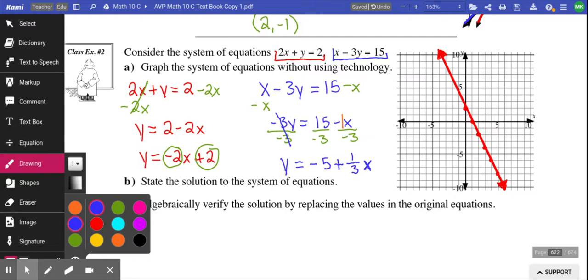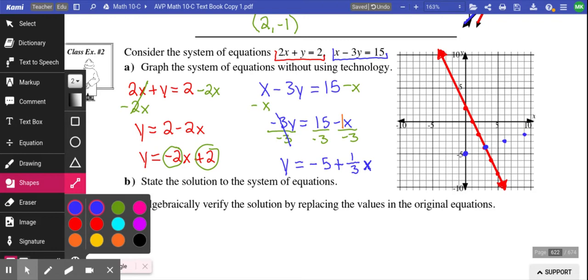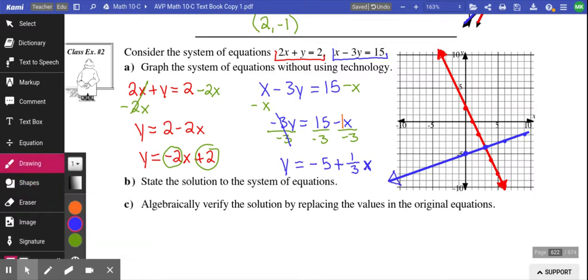The -5 is the constant, so that is my y-intercept. The 1 over 3 is my slope. If I go up 1 over 3, like that, it'll give me my next point. Up 1 over 3, up 1 over 3, like that. And then I can just connect the dots to figure out what my entire graph would look like. There we go. We've successfully graphed our two equations without technology. I call it by-hand graphing.